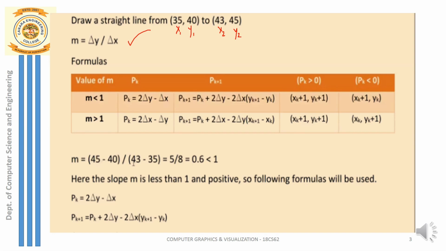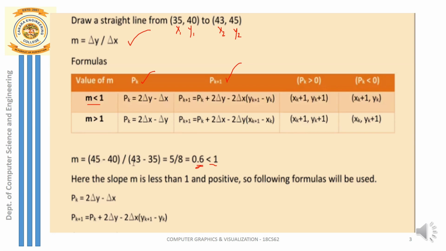So the cases are whether the slope is less than 1 or the other way around, whether the slope is greater than 1. And we found that here our slope is exactly 0.6, which is less than 1. So what are we supposed to do when the slope is less than 1? As I already said, we have the formula which has to be followed here as per Bresenham's algorithm.